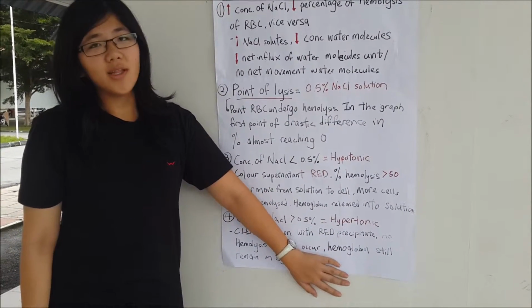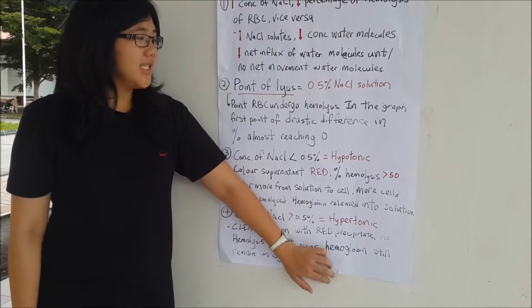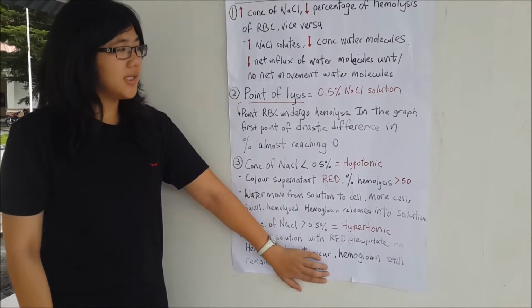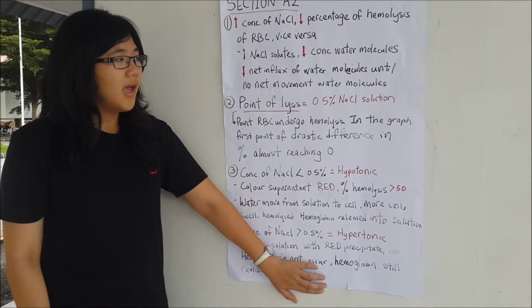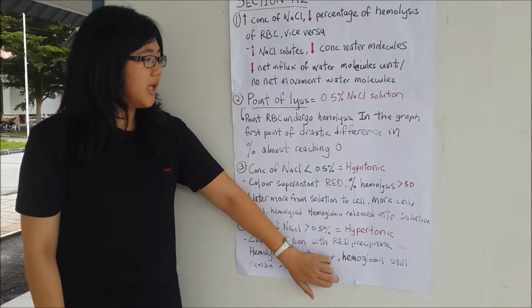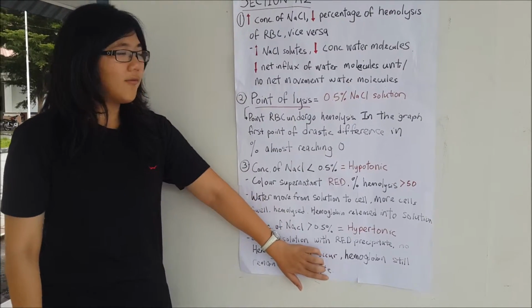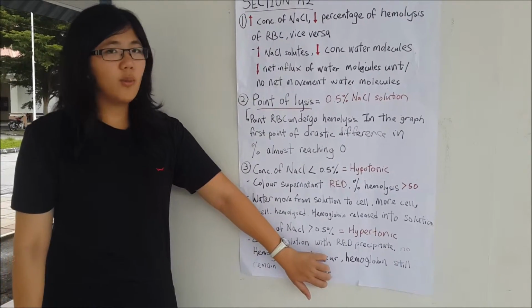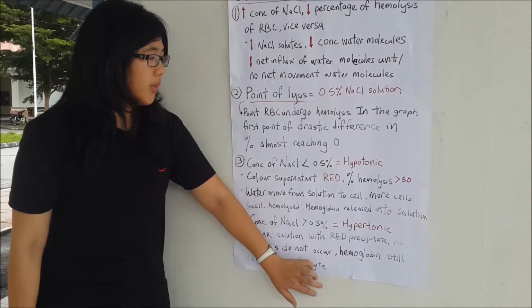So, what is the point of lysis? The point of lysis is the point where the red blood cells undergo hemolysis. In the graph, the point of drastic difference in the percentage of hemolysis occurs where it is almost reaching zero.